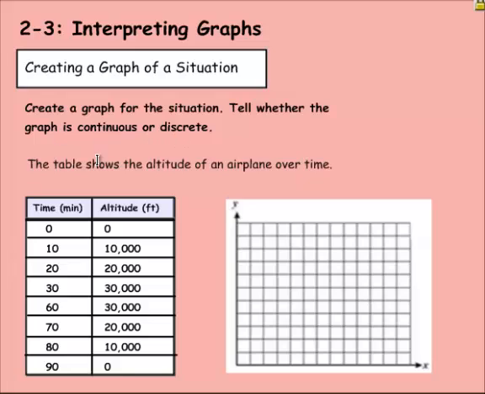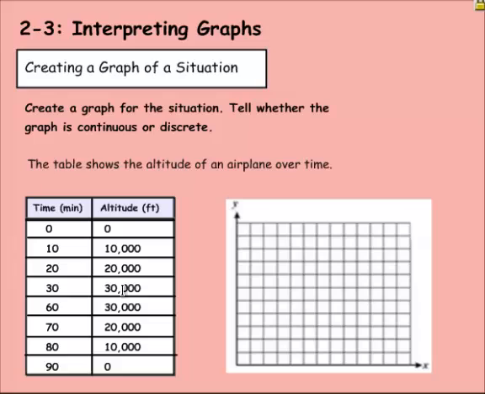So we have the table shows the altitude of an airplane over time. So when you take off, you're at 0. You go higher and higher and higher into your flight. But then near the end, obviously, you're going to be descending and you go back down to 0. So we actually need to create the numbers on the graphs. Like, how should we label our graph?